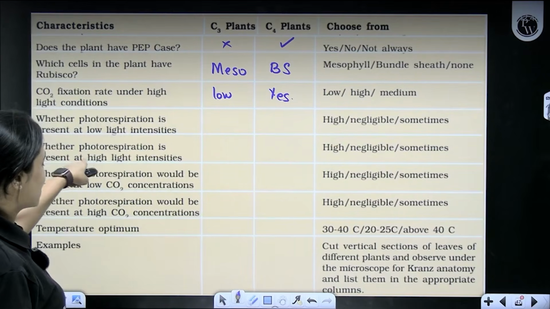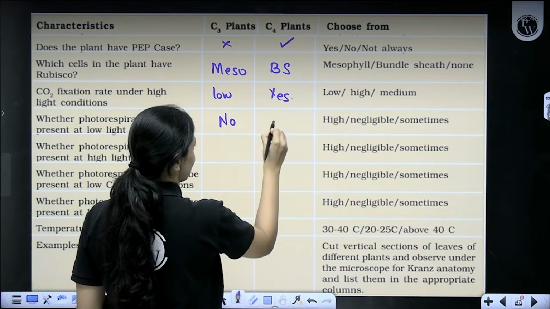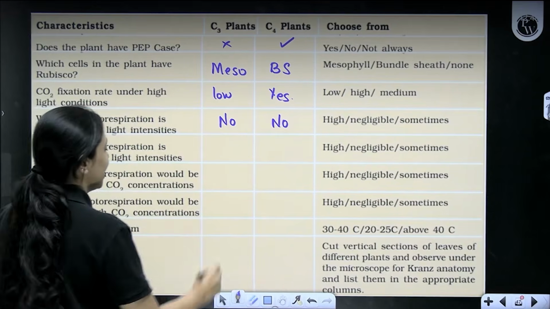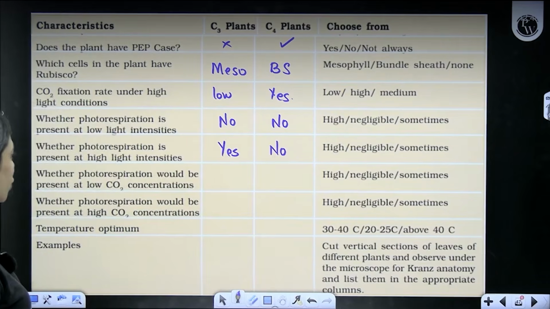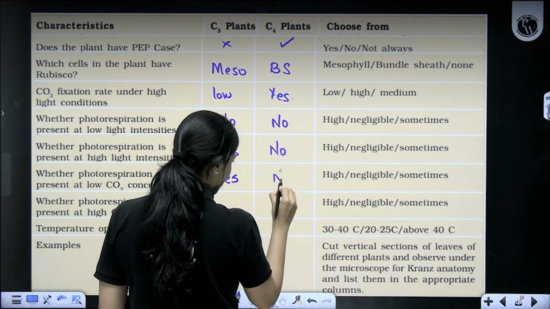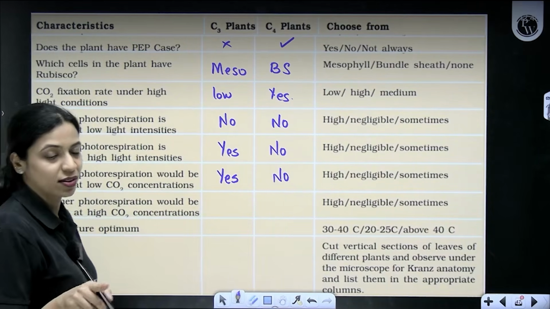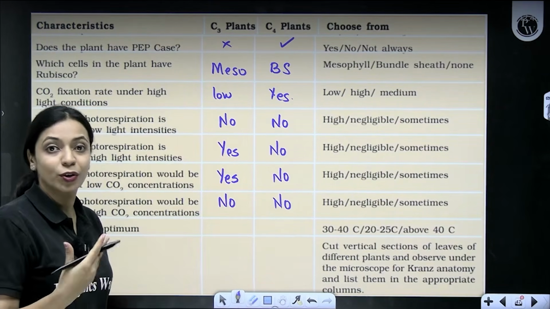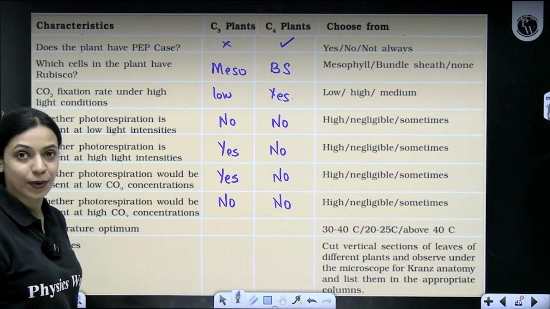Whether photorespiration is present at low light intensities. If low light intensity is there, in both cases, photorespiration will not happen. At high light intensities, whether photorespiration happens: in case of C3 plants, it does. In case of C4 plants, no, it doesn't. Whether photorespiration would be present at low carbon dioxide concentrations: yes, in C3. No, in C4. Whether photorespiration would be present at high carbon dioxide concentration: if there's high carbon dioxide concentration, it does not happen even in C3 plants, right? For it to happen, relative to carbon dioxide, oxygen has to be very high. If carbon dioxide itself is high, even in C3 plants, it does not take place.